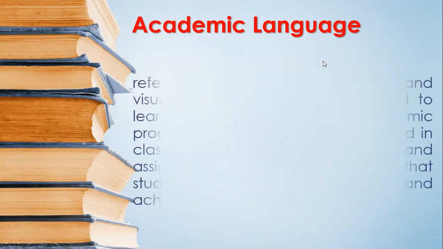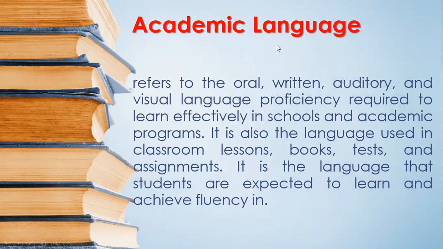So what do we mean by academic language? Academic language refers to the oral, written, auditory, and visual language proficiency required to learn effectively in schools and academic programs. In other words, the very reason why it is called academic language is that it is mainly used in schools and in academic programs or in academic gatherings. And when we are using academic language, the language in nature is sophisticated.